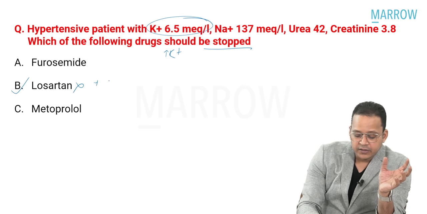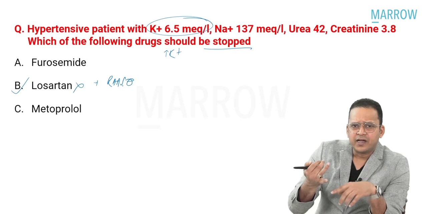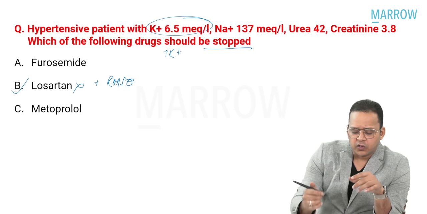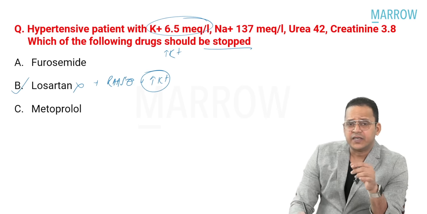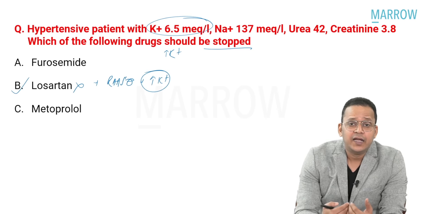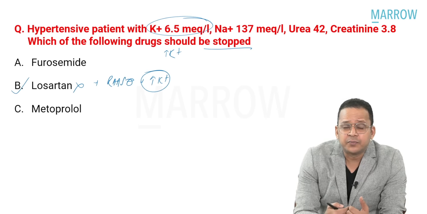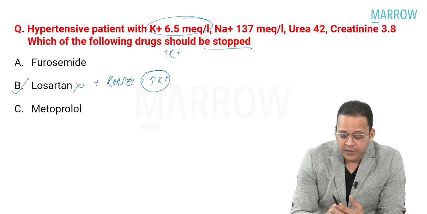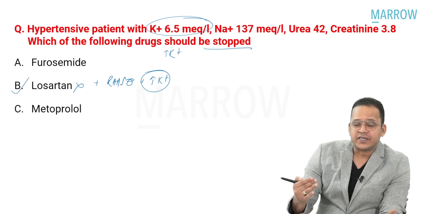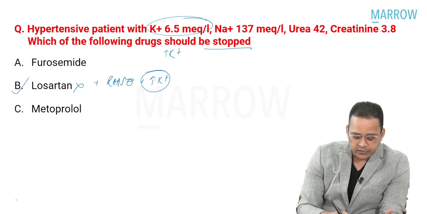The reason being, the RAS inhibitors, be it ACE inhibitor, ARB, DRI, be it spironolactone, all of them can themselves cause hyperkalemia. And that is the reason why before starting RAS inhibitors, I need to have a look at potassium levels. Otherwise, the patient can have arrhythmia because of hyperkalemia. So B is the right answer, as I said in the beginning. It's not a difficult one. It's an easy one, right?